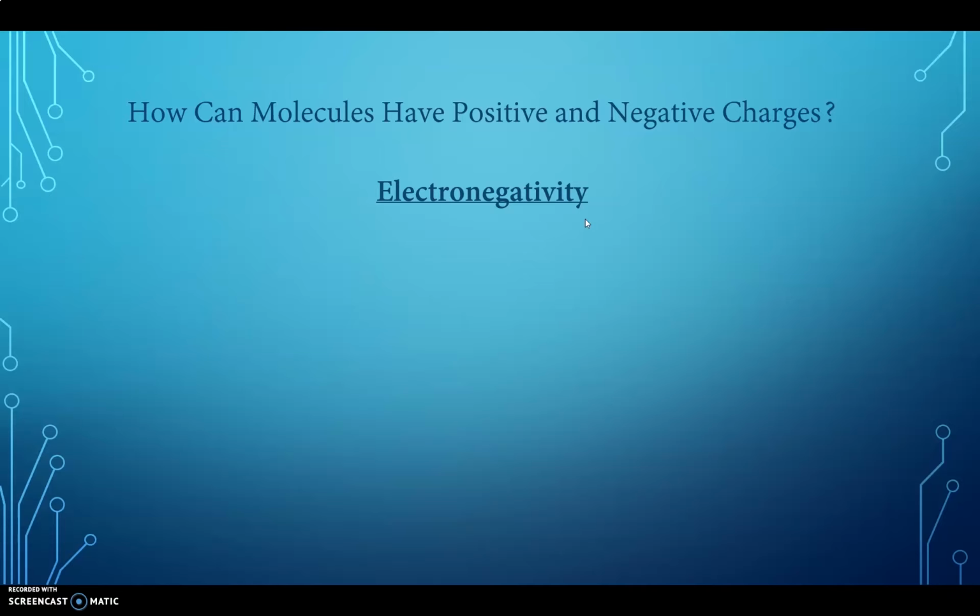Whenever two atoms form a covalent bond, they both actually want electrons. They would both love to take those electrons, but they can't because the other atom is unwilling to give them up. So they have to share, but it doesn't mean they're going to share equally. Electronegativity is basically a measure of how strongly atoms attract electrons. So whenever there's a covalent bond between two atoms, both of those atoms are pulling on the electrons.